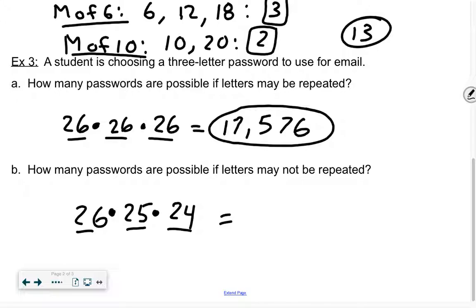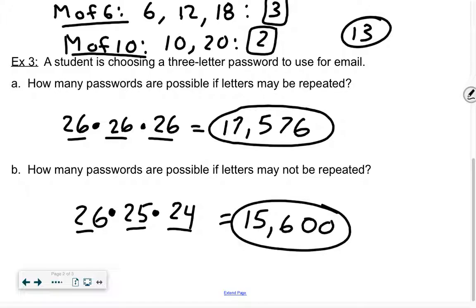So that is the difference between letters repeating and not repeating. Multiply together, that means there are 15,600 options available to us.